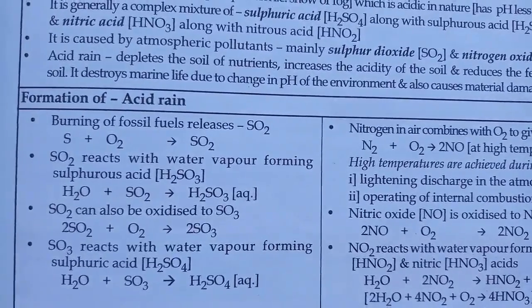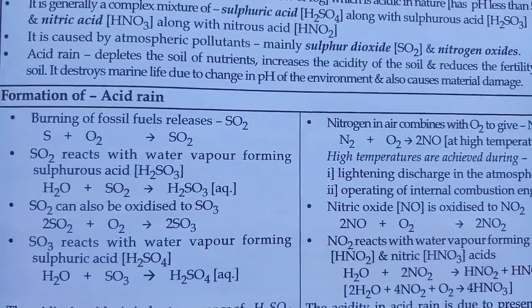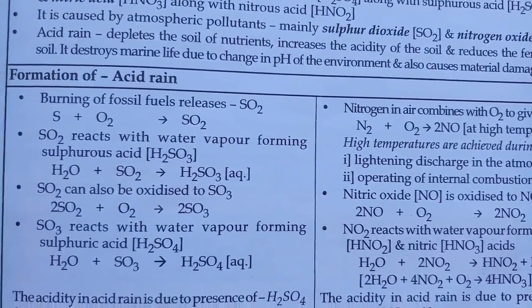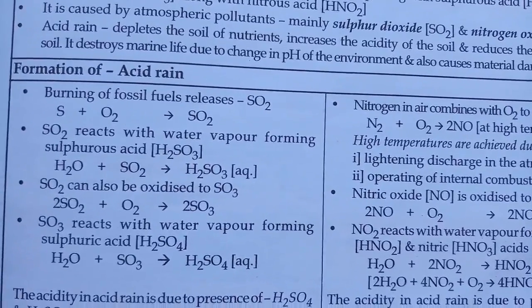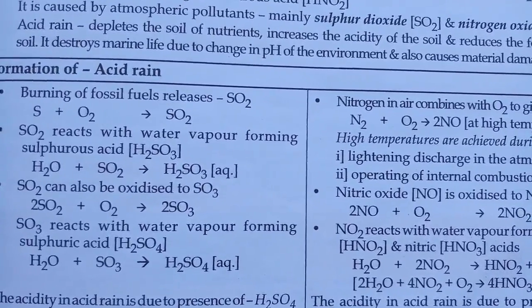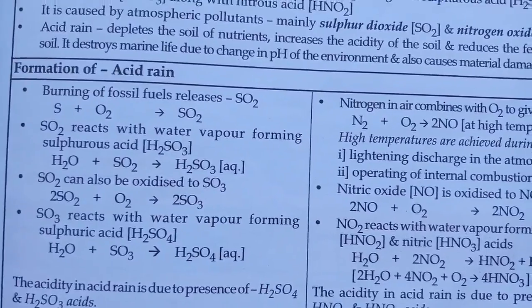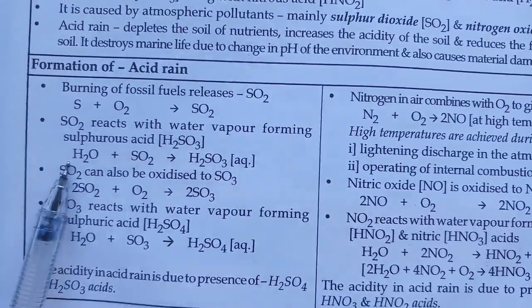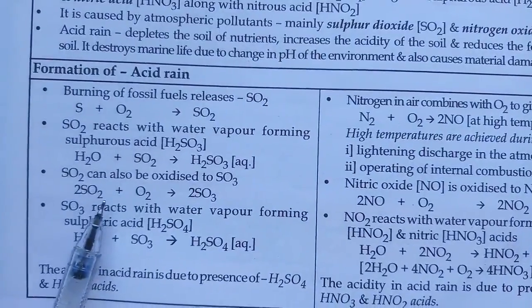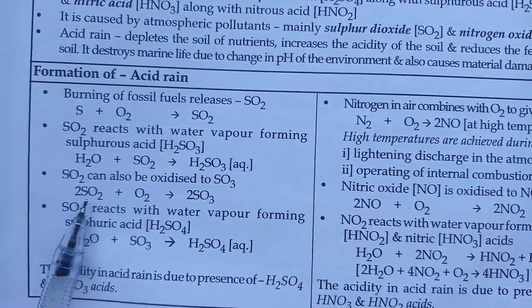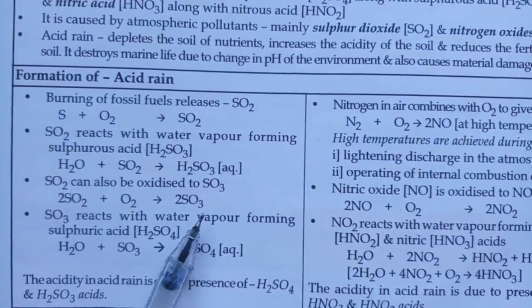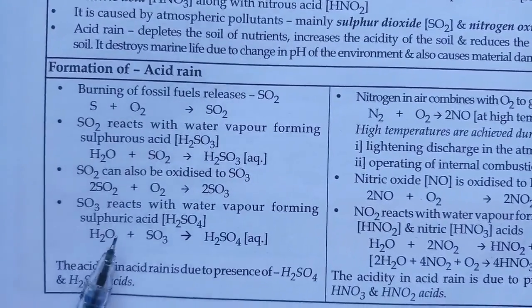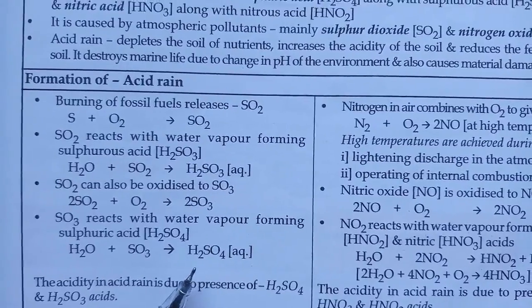Burning of fossil fuels releases sulfur dioxide. Sulfur, S plus O2, gives SO2. SO2 reacts with water vapor forming sulfurous acid, H2SO3. Right? This is in the rain, H2O. SO2 can be oxidized to SO3: SO2 plus oxygen gives you SO3. And SO3 reacts with water vapor forming H2SO4, aqueous.